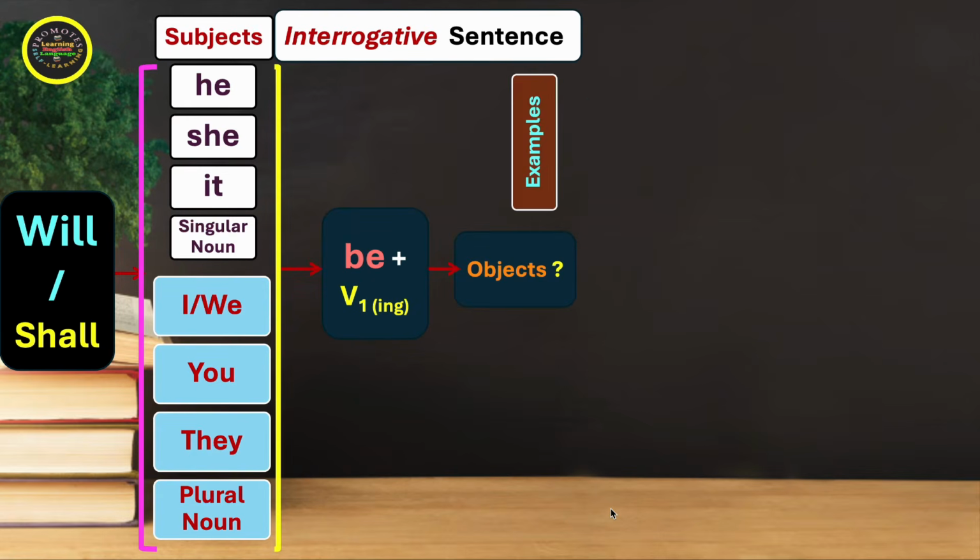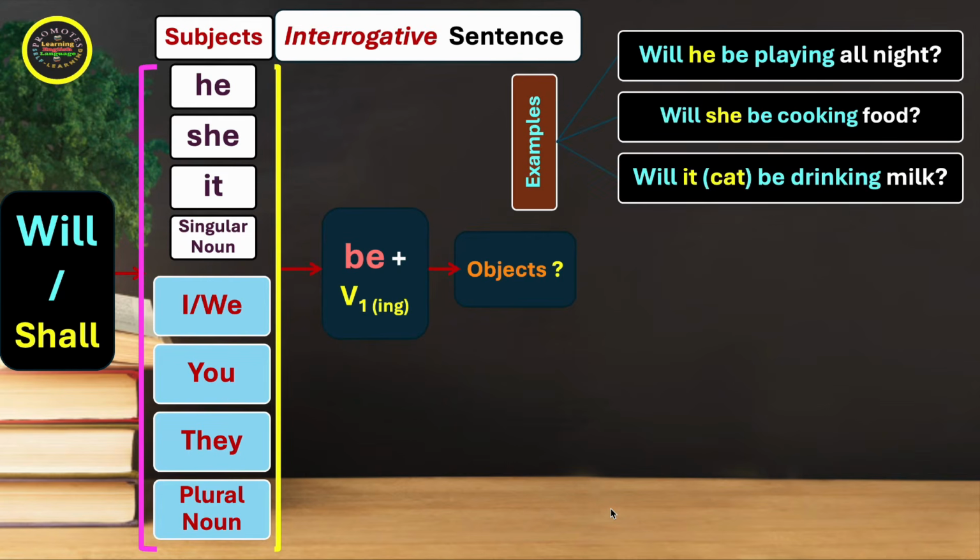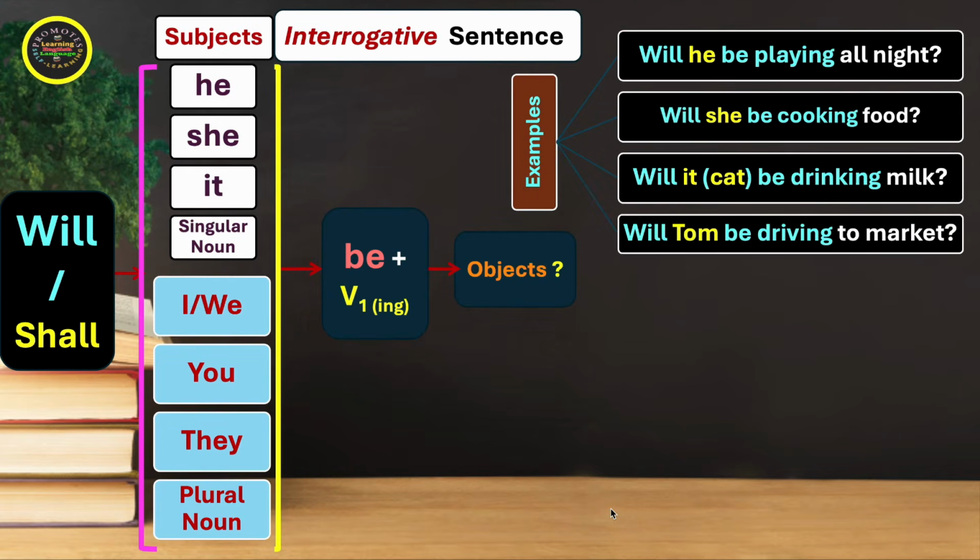Let's see the examples. Will he be playing all night? Will she be cooking food? Will it, here for cat, be drinking milk? Will Tom be driving to market? We have some more examples.